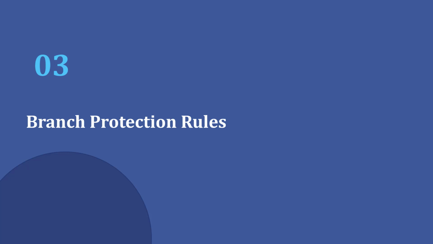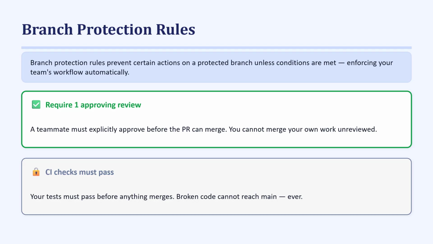So let's talk about branch protection rules, because these are rules that we can set up on a GitHub repo that prevent certain actions on a protected branch, typically main, that won't allow things to be merged unless specific conditions are met. These help enforce our team's workflow automatically and do not allow anyone to bypass them either on accident or on purpose. And so a lot of repos will have a rule that requires at least one approving review before merging. So a teammate or someone who is responsible in that QA role has to explicitly approve of the pull request. You can't merge your own work without a second set of eyes.